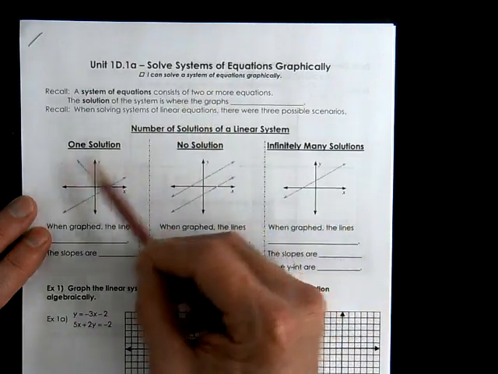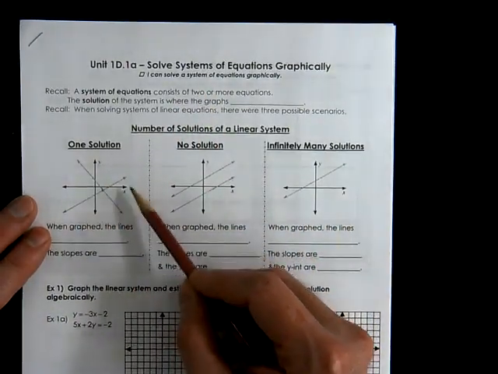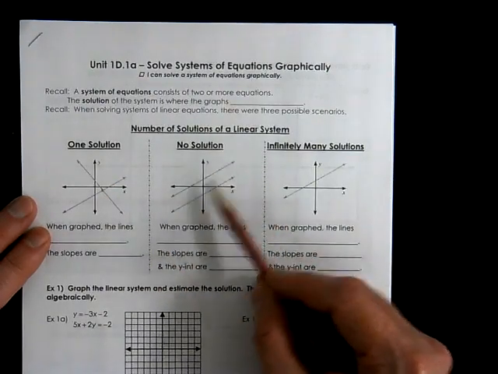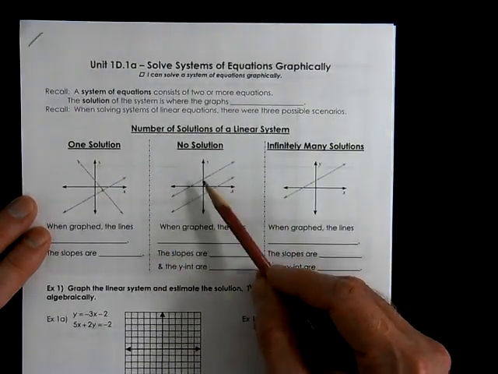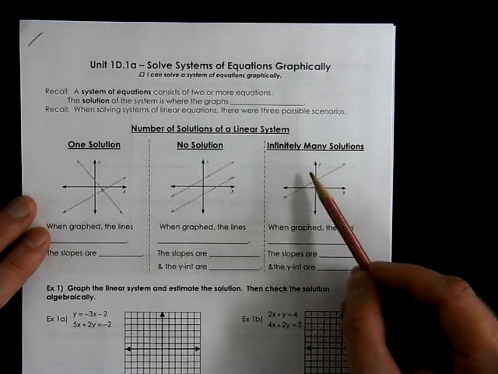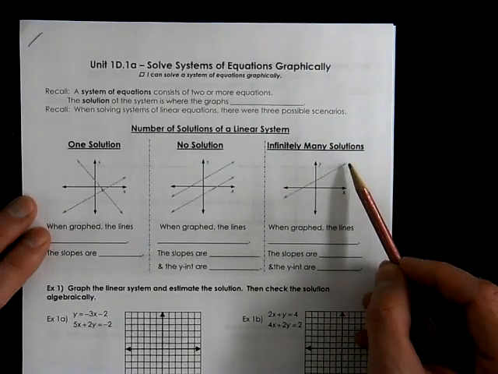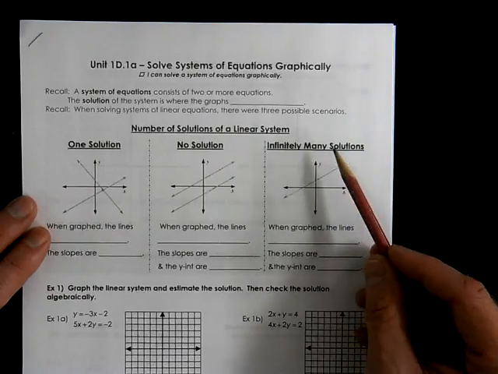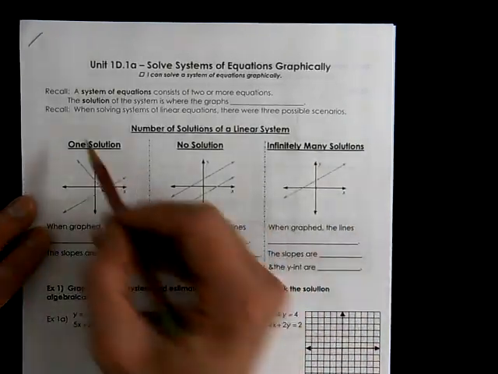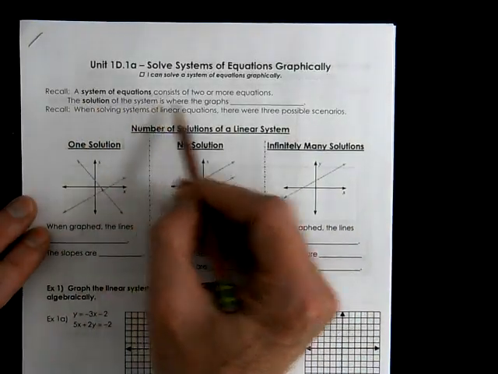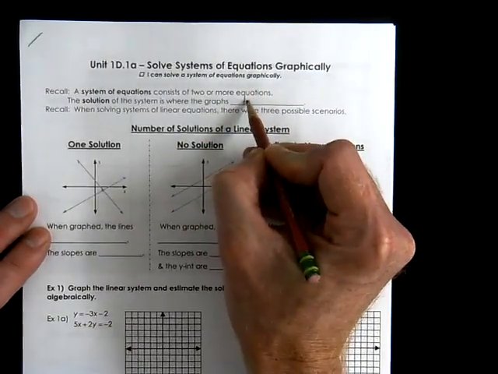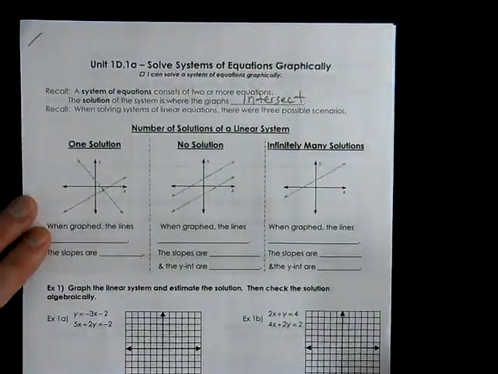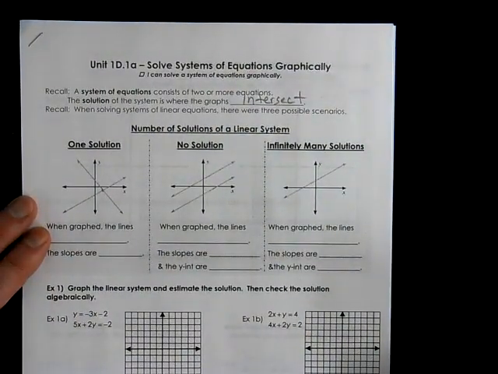The equations can create graphs. The graphs could cross once, with one solution. They might not cross at all, making them parallel to each other, or two equations could actually create the same exact line, and that would be called infinitely many solutions. The solution of a system is where the graphs intersect, where they cross.